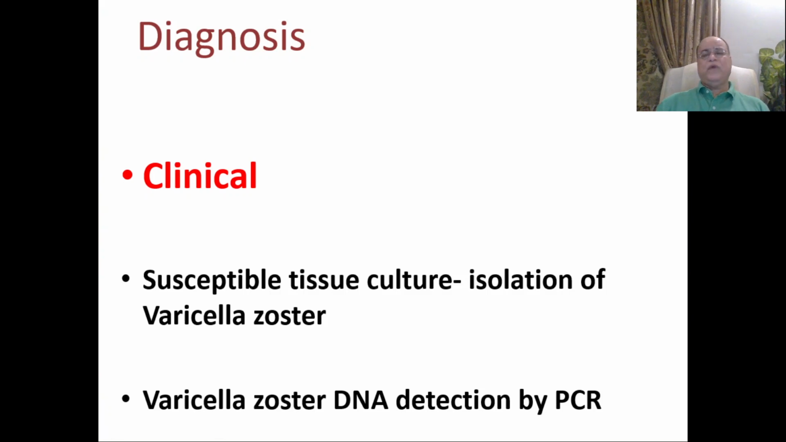So diagnosis is very clear cut clinically, typical history and typical findings on clinical examination. But if it's still in doubt, we can send this tissue culture for isolation of varicella zoster, or we can go for polymerase chain reaction, that is PCR, which can detect the varicella zoster DNA.